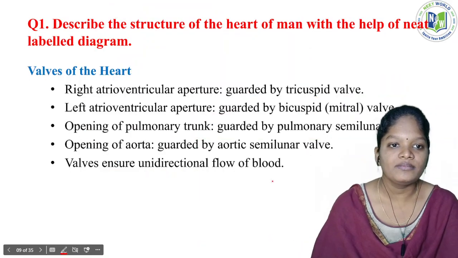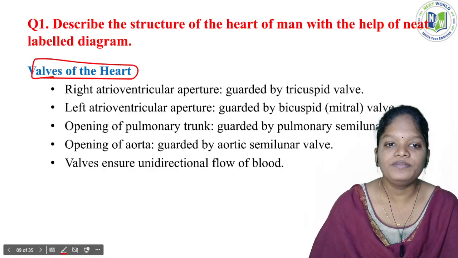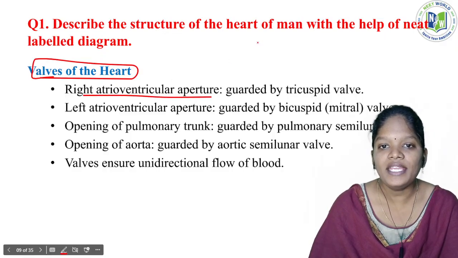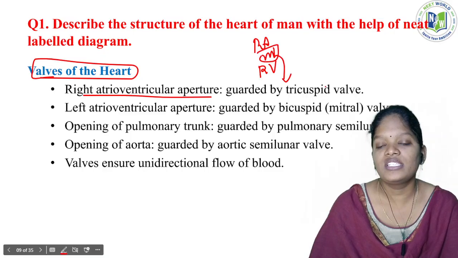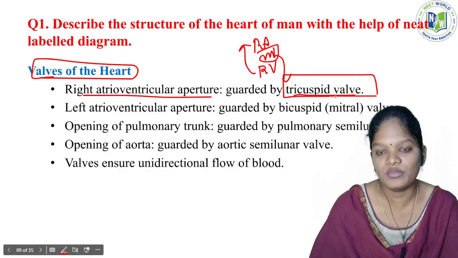Okay. Now, what are all the walls in the heart? Right atrioventricular aperture, in the sense of the right atrium and the right ventricle. Between these two we have a wall, and we call this particular wall the tricuspid wall. So to prevent the backflow of blood from the right ventricle to the right atrium, there is a wall called the tricuspid wall.